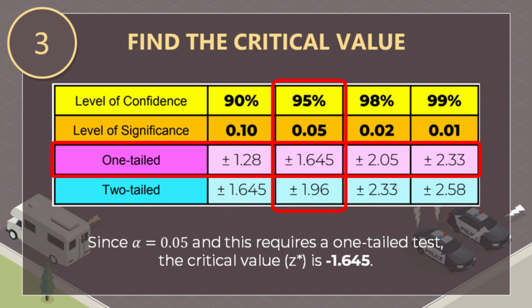Next step is to find the critical value. Since our level of significance is 0.05 and since it is a one-tailed test, given our alternative hypothesis being less than, we will use the value 1.645, or negative 1.645 since it is less than.